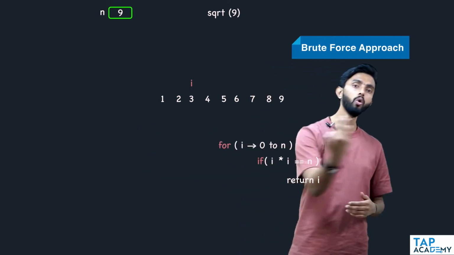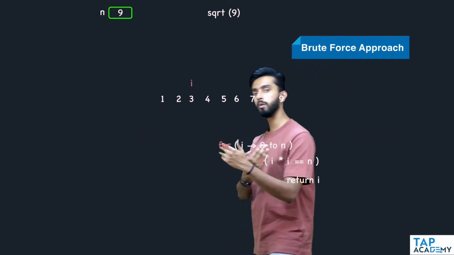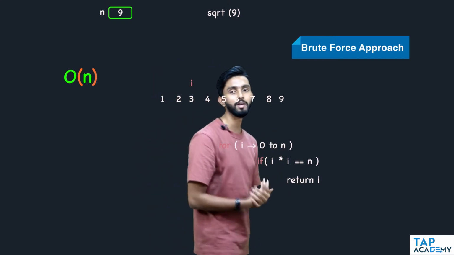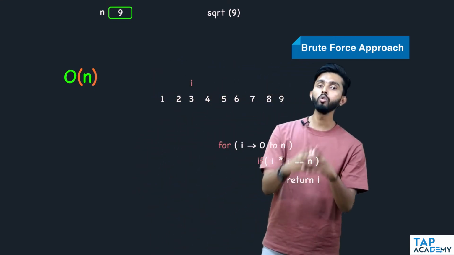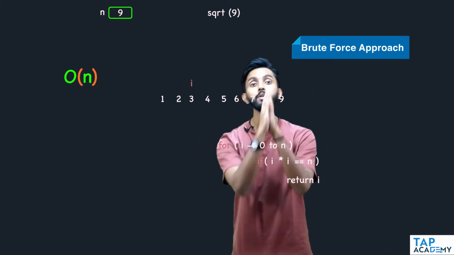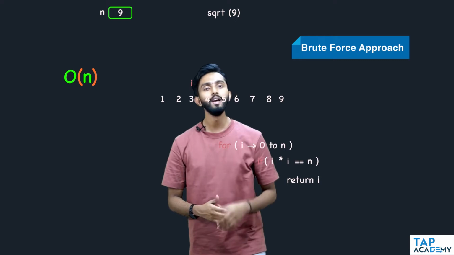Obviously, you will have to go till the end. So, what is the time complexity? Big O of n. Now, this is not how we have to do it. We have to optimize it, right? Now, how to optimize it and bring linear time complexity down to logarithmic time complexity? If you ask me, let me show you.